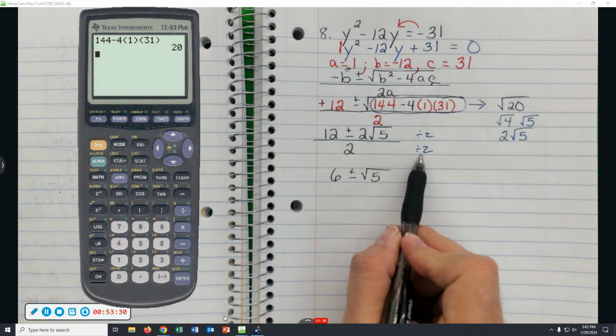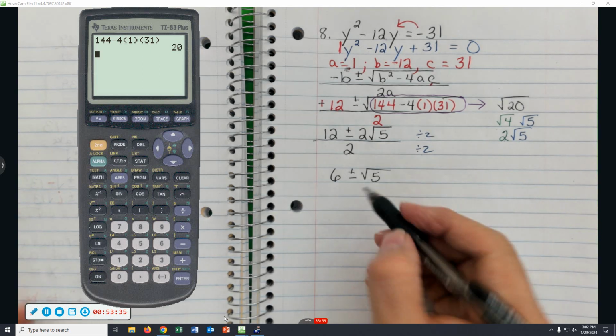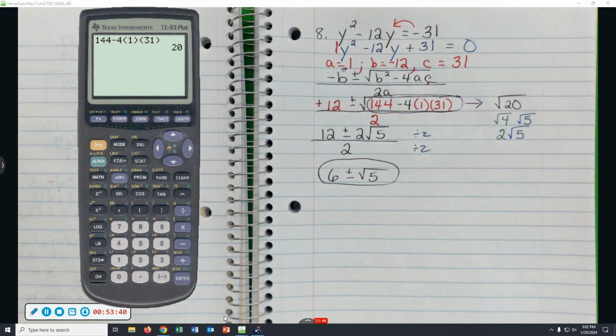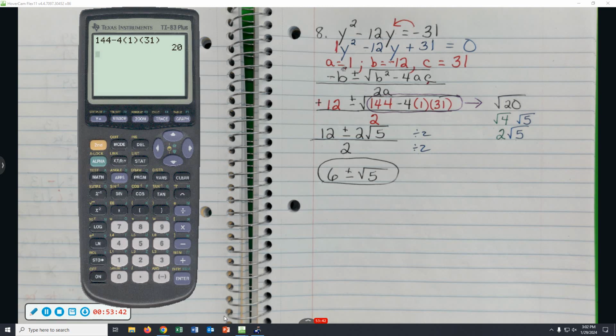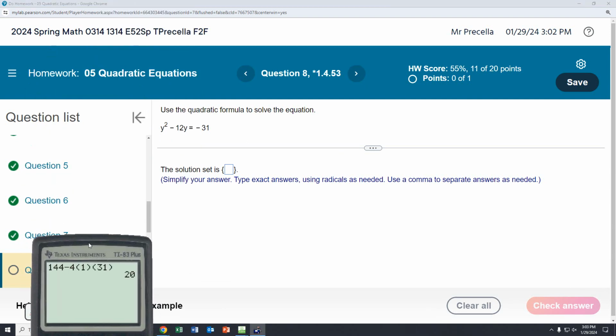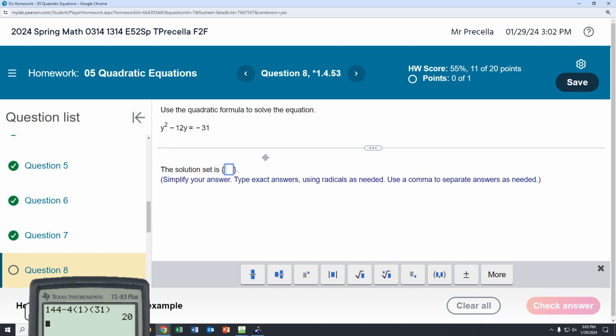2 over 2 is 1. Do I need to write over 1? No. Just 6 plus or minus the square root of 5. Okay? 6 plus or minus the square root of 5. That would be the final answer. Probably missing those multiple choice. No. So we type a 6, then a plus or minus the square root of 5.